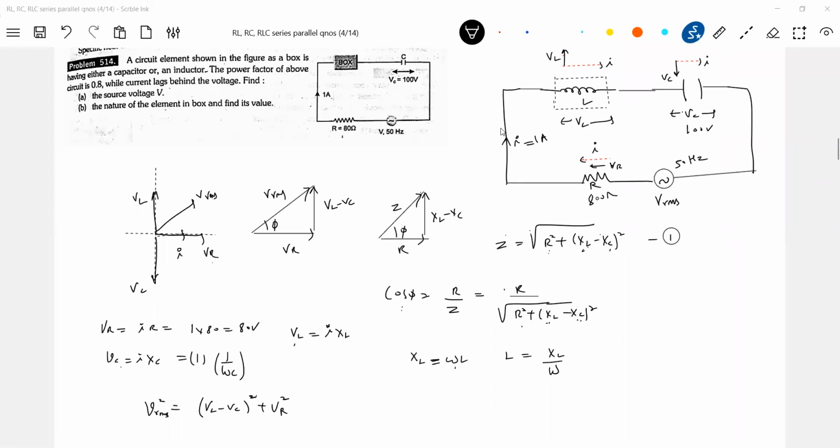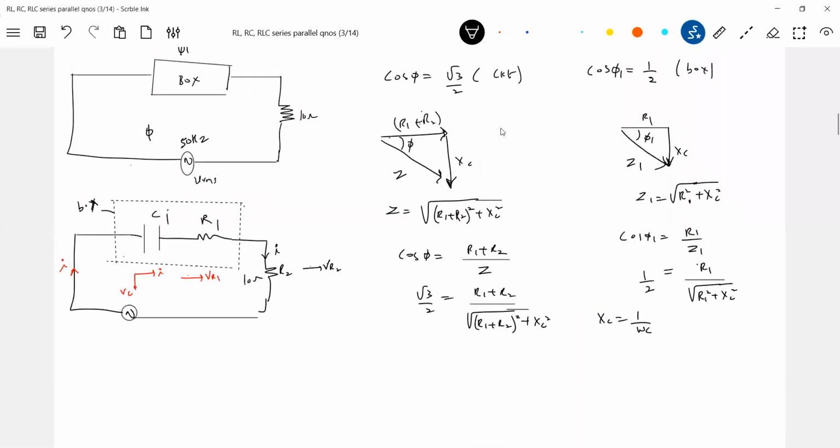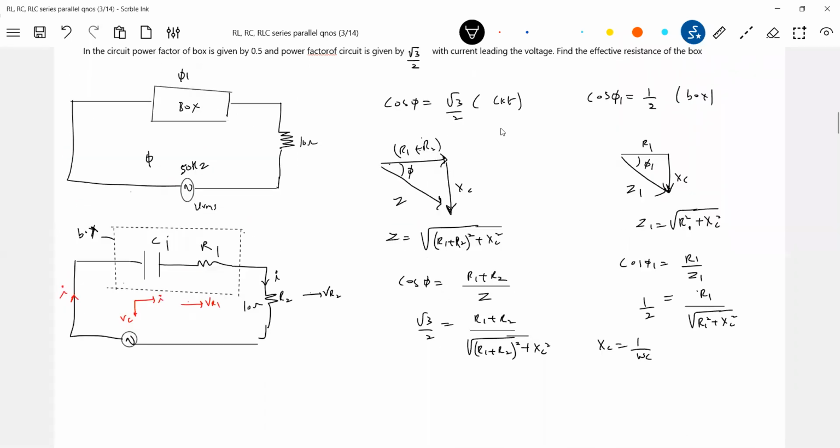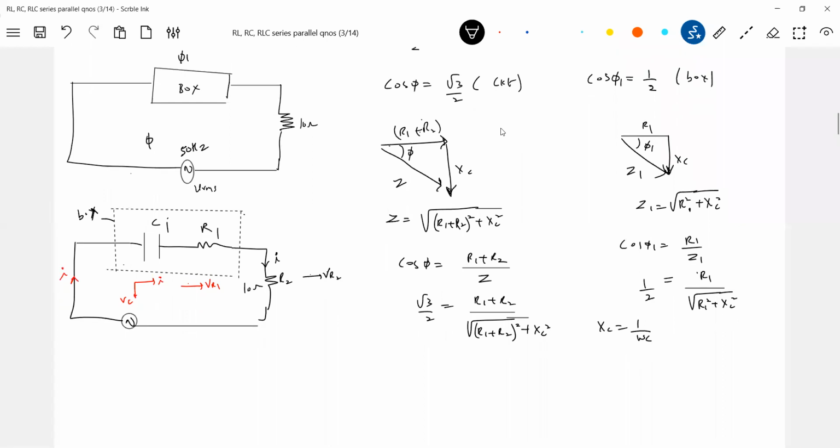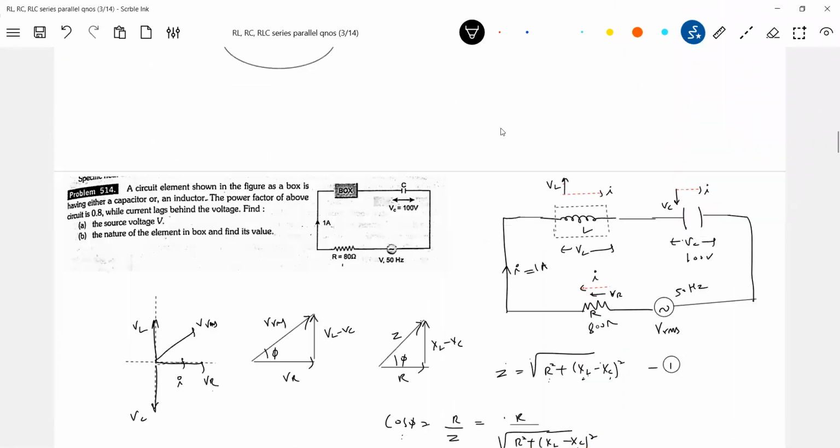Okay, this one. First one, the box earlier, 5 ohm. Okay, previous one I'll give the answer. We should calculate this one. So this was the 5 ohm. Previous one, okay, this I'll give the answer.